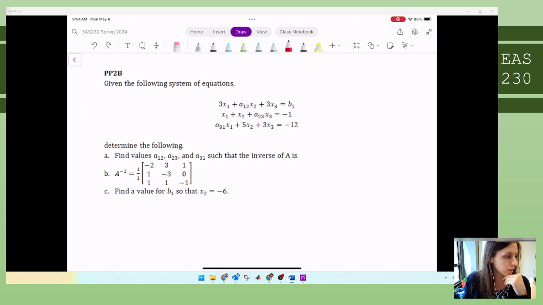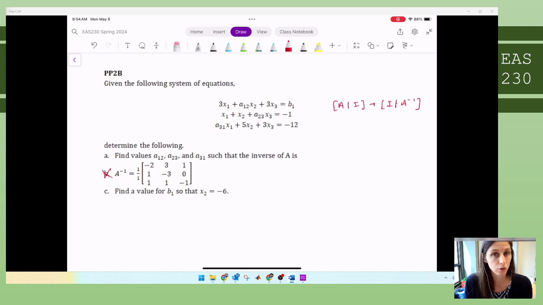The second problem for problem 2 looks like this. Given the following system of equations, determine the following values. So here I have unknowns in my coefficients. And once again, it doesn't really tell us which method we're going to use. It just says find these values such that the inverse of A looks like that. And find a value for B1 so that x2 is negative 6. So if we're looking for inverses, that means that we're either going to do A next to identity to get identity next to A inverse, or we're going to do cofactors.